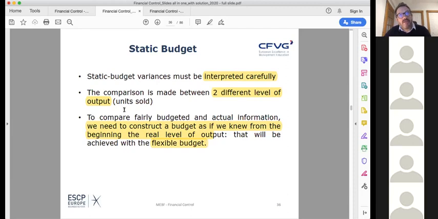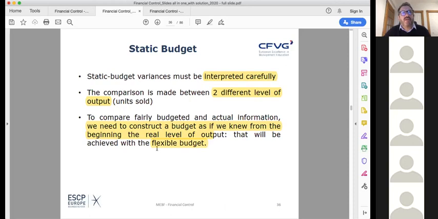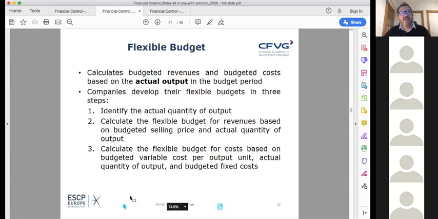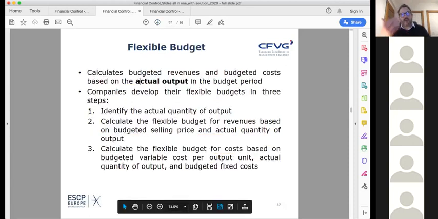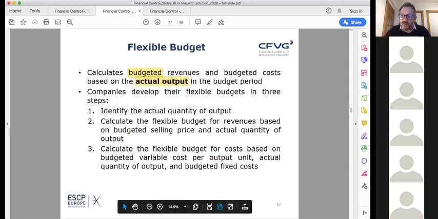So to compare fairly budgeted and actual information, we need to construct a budget as if we knew from the beginning that the real level of output is 10,000 and not 12,000. So this is what we achieve with what we call the flexible budget. The flexible budget calculates budgeting information, revenues and costs, but with the actual output. So it's like we do the budget, but with 10,000 units instead of 12,000 units.